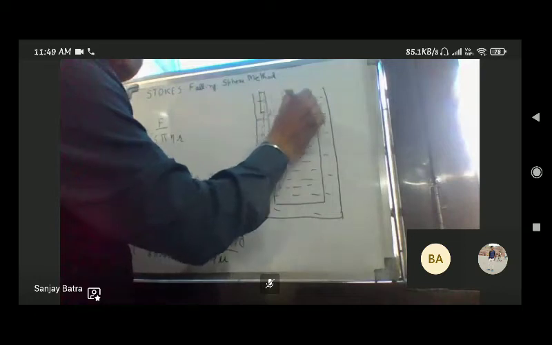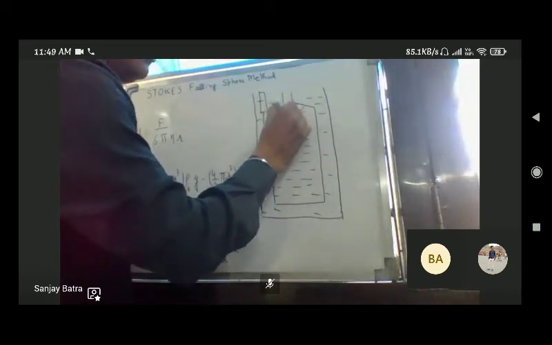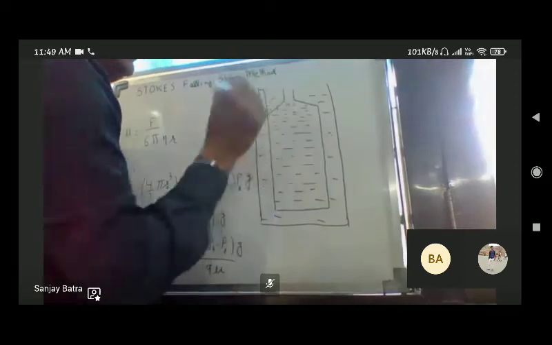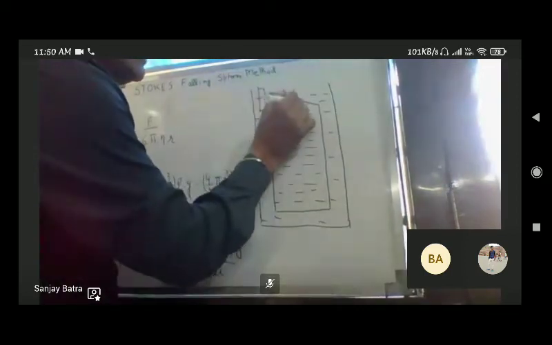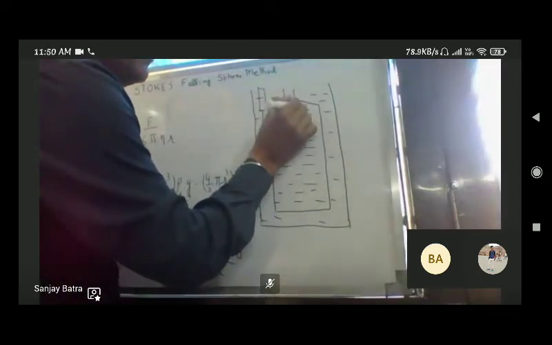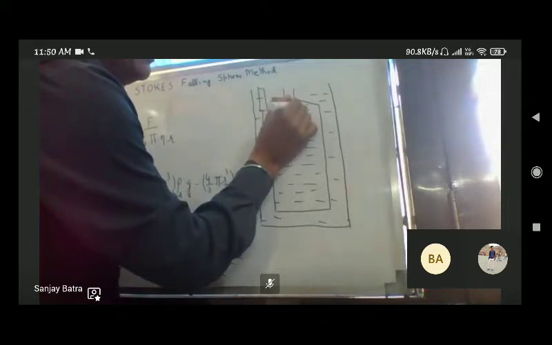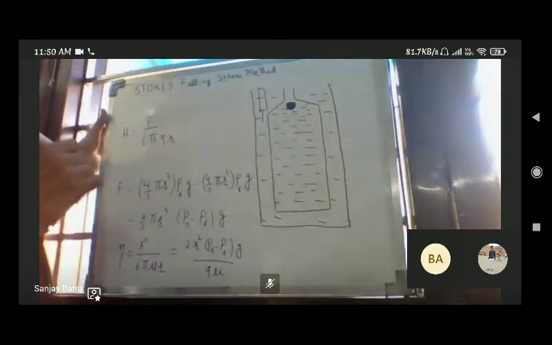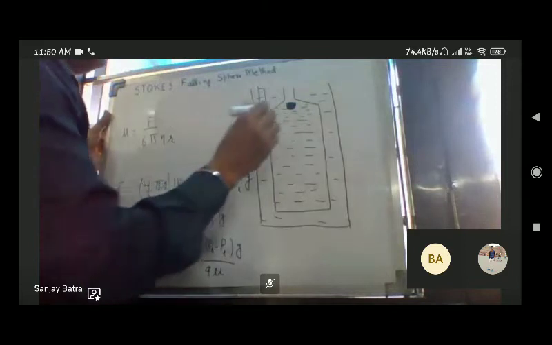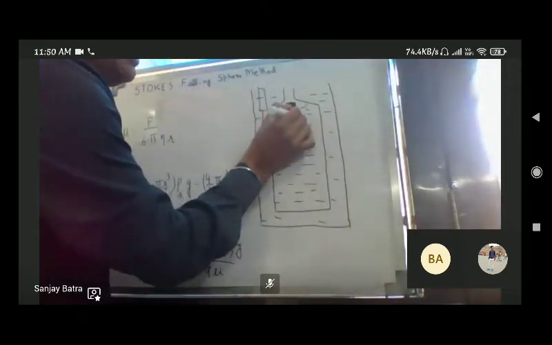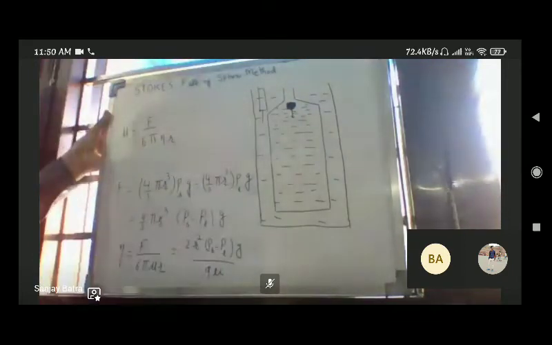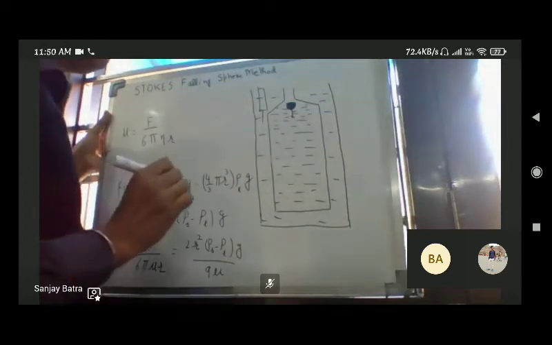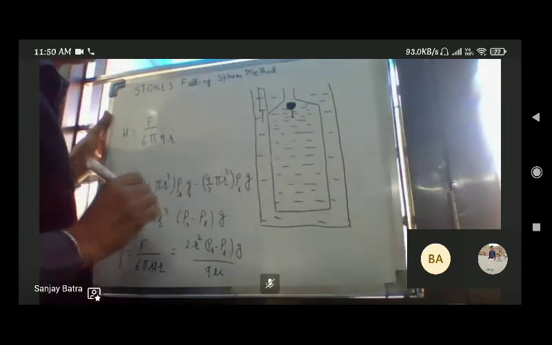A particular cylinder contains the liquid whose viscosity we want to determine, and a sphere is inserted. A sphere is normally a spherical ball, you can say. A spherical ball is inserted. This ball will move into the liquid, and when it is moving inside, there are two forces which are going to act on it.